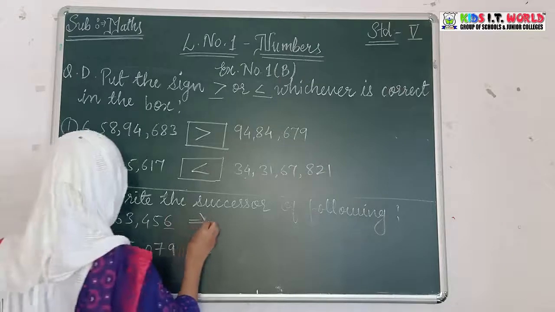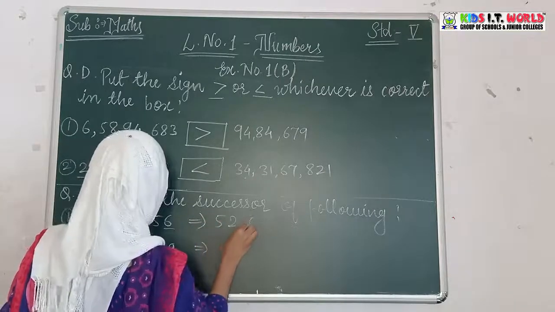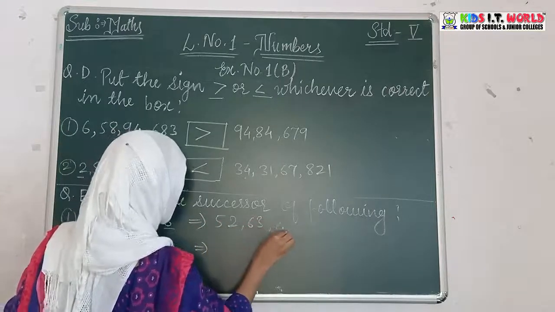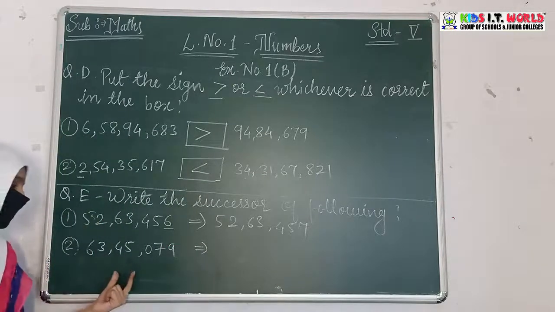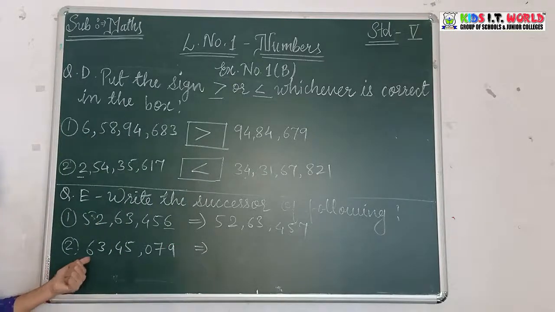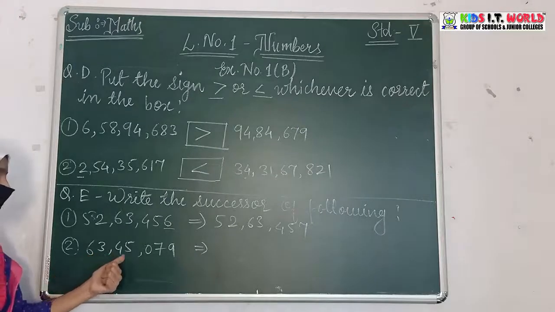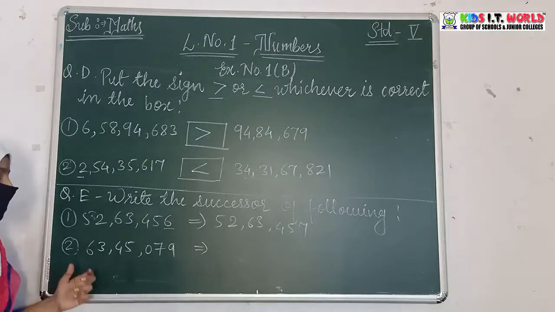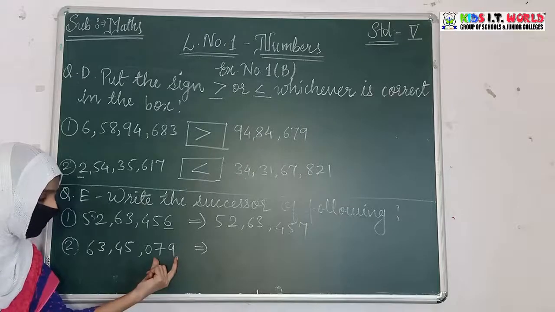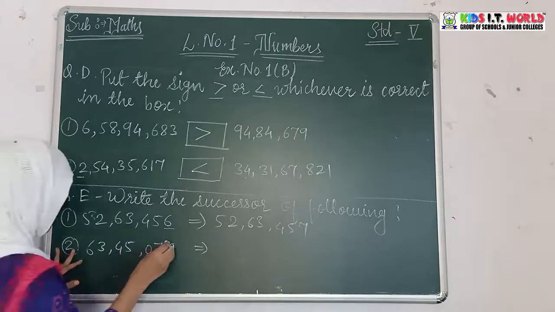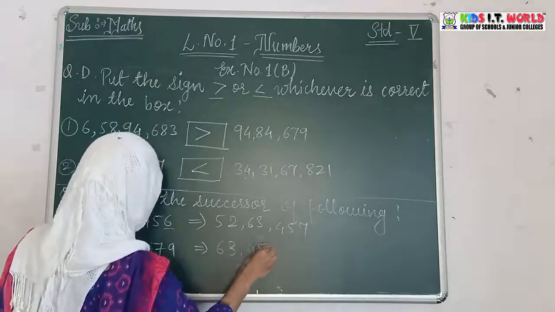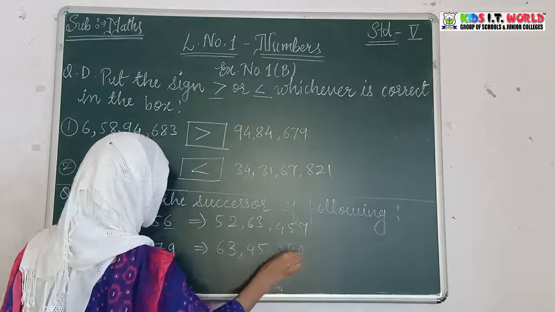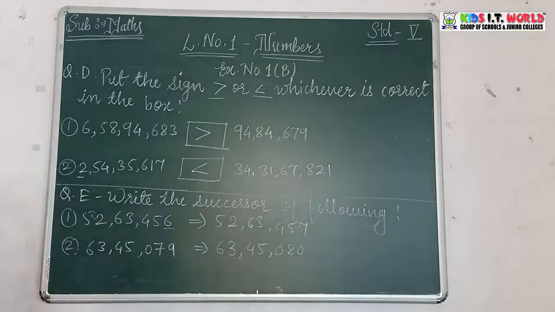52,63,457. So write it 52,63,457. In the same way, you have to find the successor of this number. So this number is 63,45,079. So what will be the successor of 79? It will be 80. So write it: 63,45,080. So this is the successor of this number.